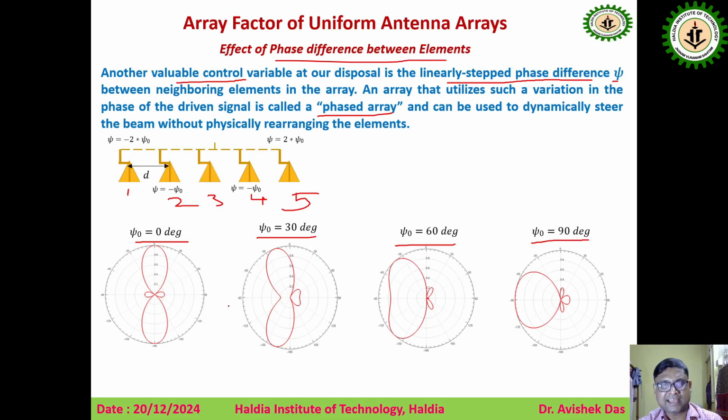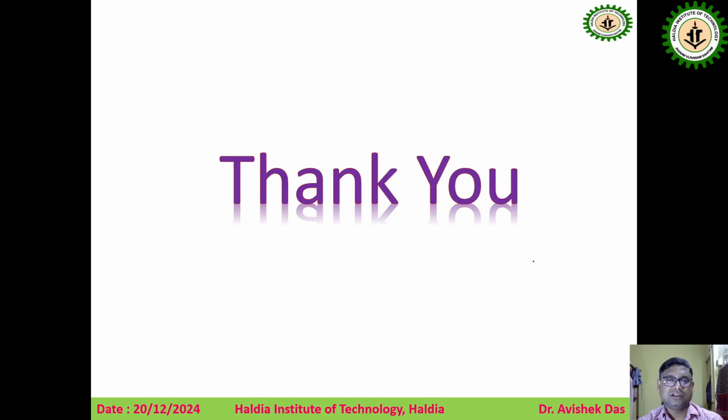If we change the phase angle, then we can see that the radiation pattern of the antenna array changes. Here this one is figure 1, this one figure 2, figure 3, and this one is figure 4. If we change the phase difference, keeping the total number of elements fixed and the distance between the two elements fixed, we only change the phase difference, then we can see that the radiation pattern of the array changes. Okay, so that's all for today.